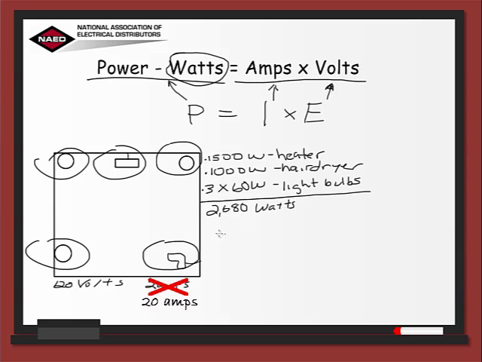Now let's apply the power formula. P divided by E equals I. We're going to write it out like this. So by dividing the power demand of 2,680 by the voltage, which is 120 volts, that leaves us with 22.33 amps being used.